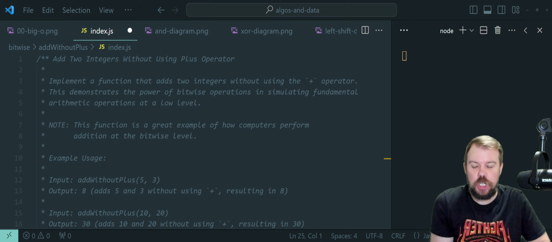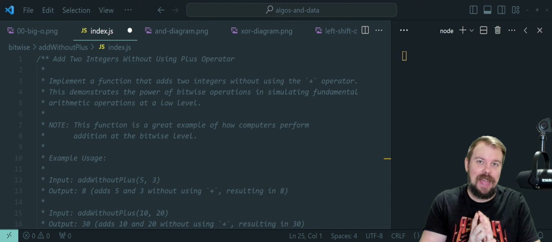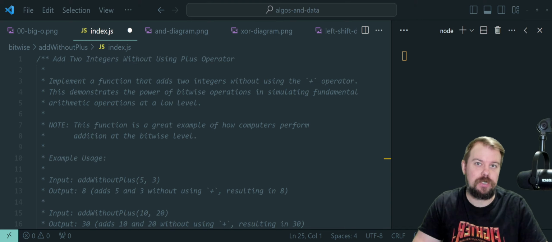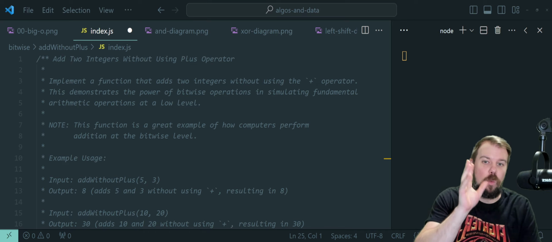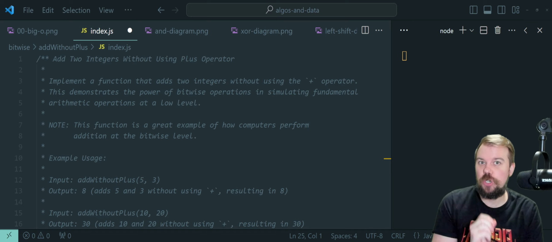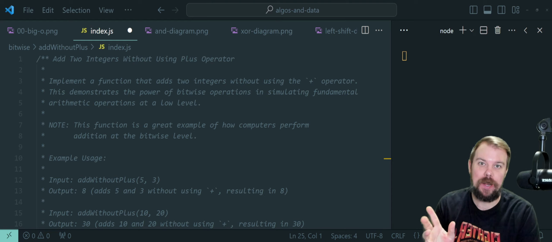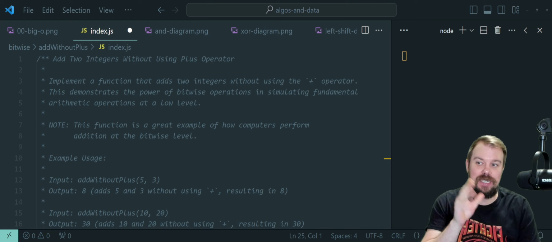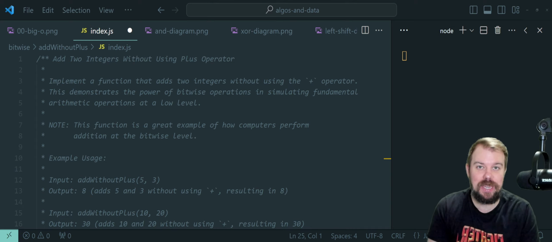I'm tackling a question that's as intriguing as it is fundamental. How do computers add numbers at the most basic level? And because this is the Bitwise Basics series, you're already thinking something with bitwise operators and binary arithmetic, and you are correct. We are exploring how to add two integers together without using the addition operator, aka our lovely plus sign. This episode is not just about the coding challenge, it's honestly understanding something at the core of computing.